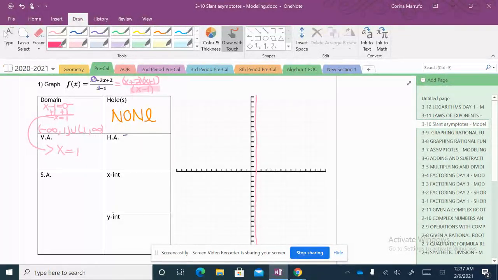So for horizontal asymptote, we look at the degree of the numerator, it is 2. The degree of the denominator is 1. So since 2 is greater than 1, for horizontal asymptotes, we have none. Okay? But we do have a slant asymptote.